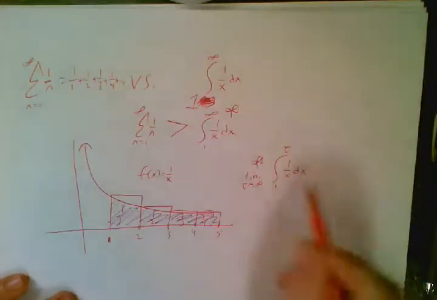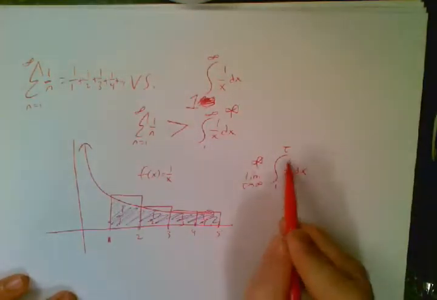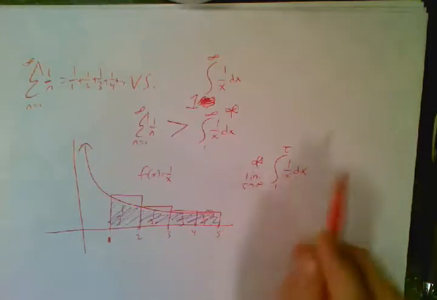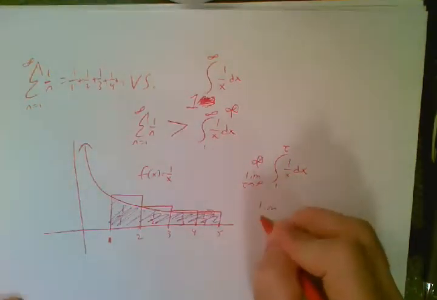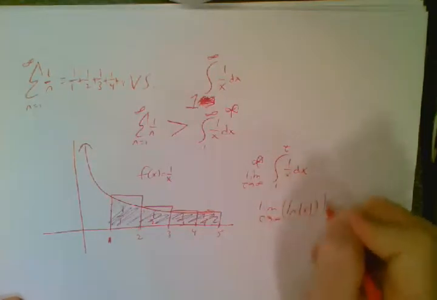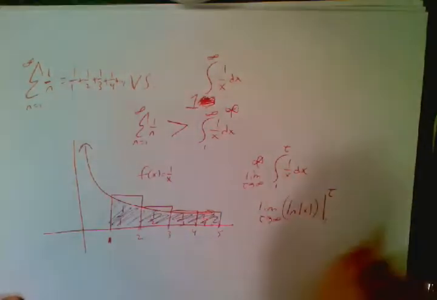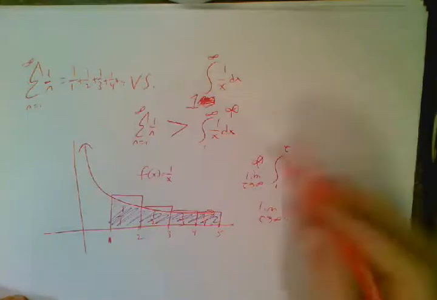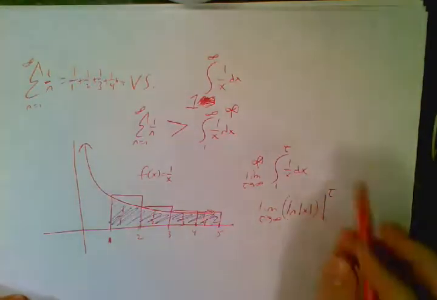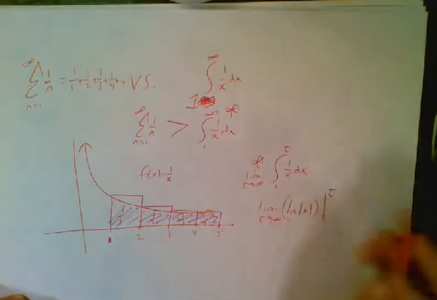And this time I cannot do my reverse power rule. This time, for 1 over x, I have to use my special case antiderivative. And the antiderivative of 1 over x, of course, is the natural log of the absolute value of x. And we're going to evaluate that between 1 and t. Just so happens all my values are going to be positive anyway, so the absolute value is really not necessary.